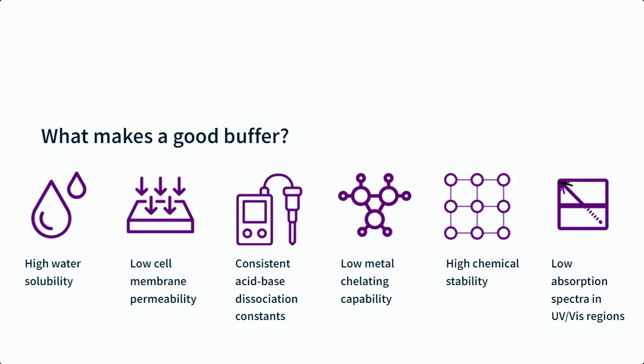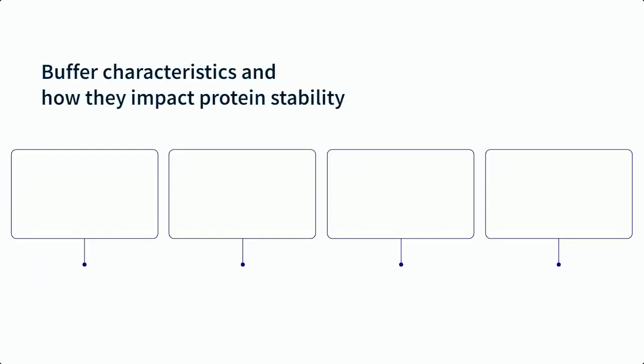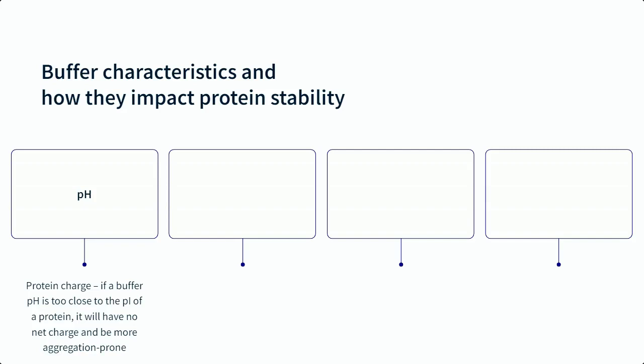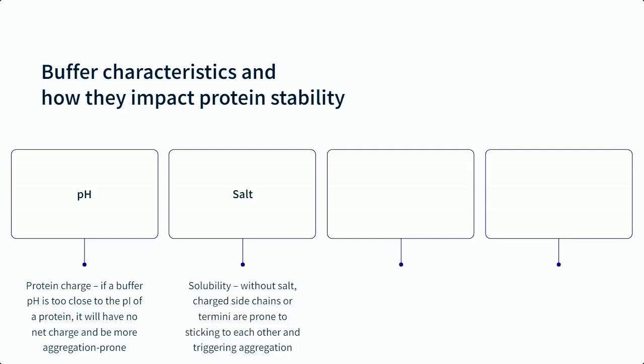Now, most biologic buffers are going to have these characteristics, but this is just something to keep in mind. And even if buffers fit these criteria, there are other characteristics that will have an impact on protein stability. The first of these is pH. Now, if the pH of your buffer is too close to the protein's isoelectric point, the protein will have no net charge and be more prone to aggregation.